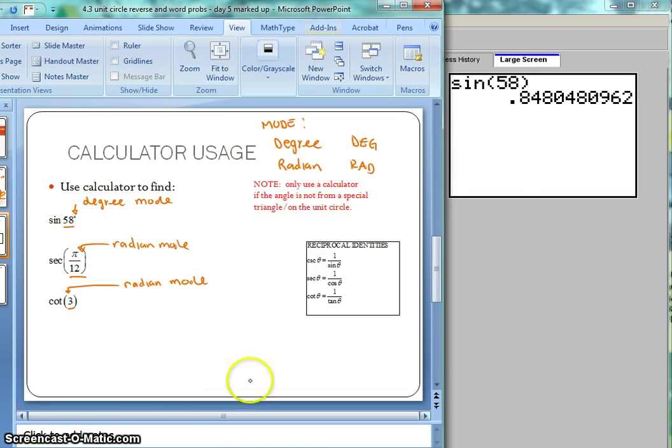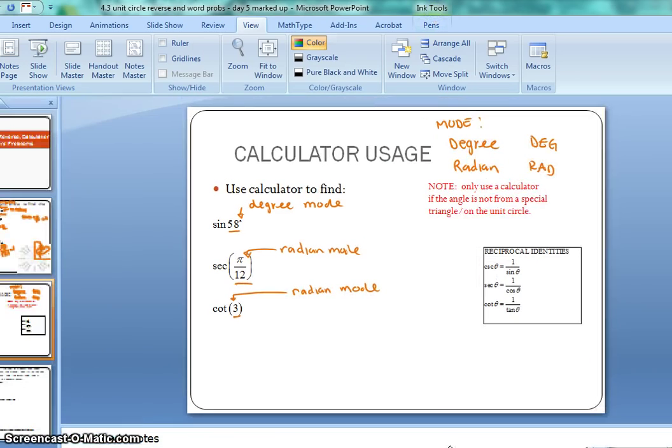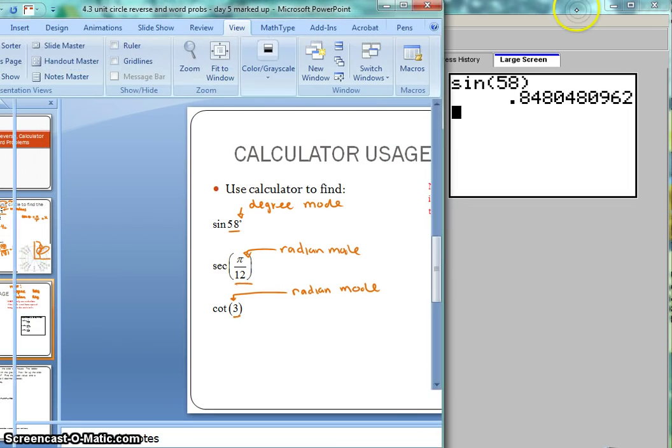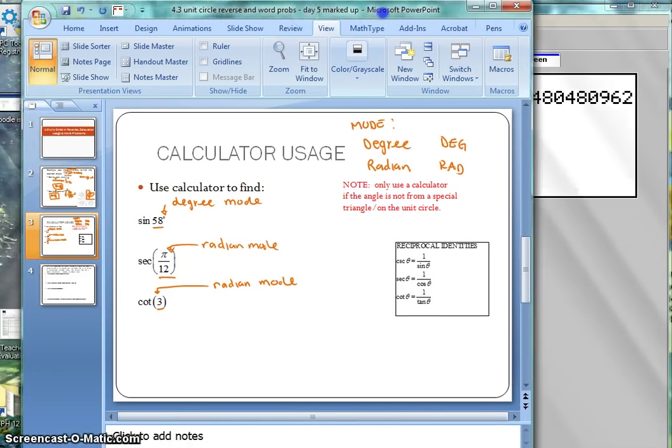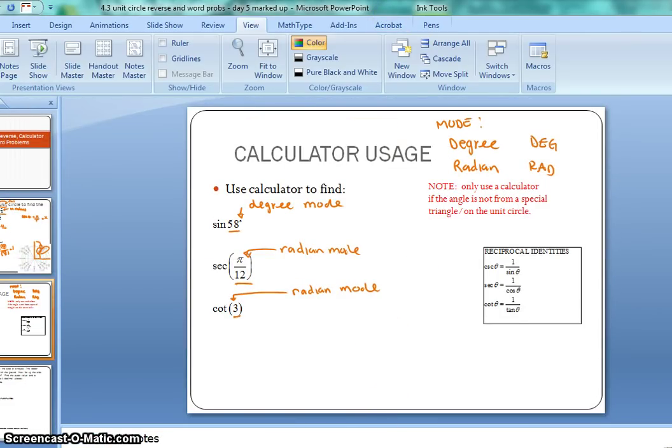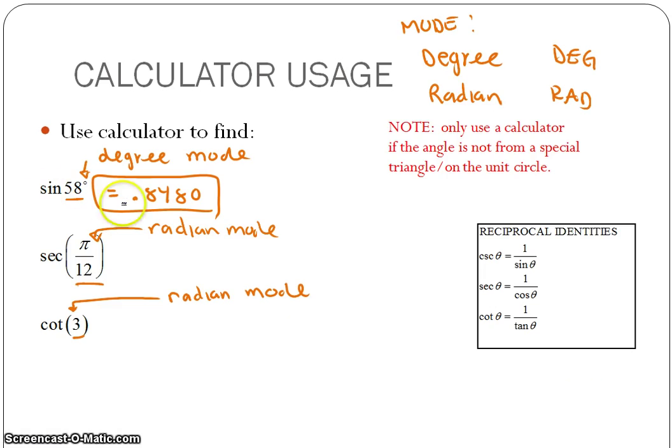Let me pull this up now so I can write on it. So we found that sine of 58 degrees is 0.8480, and we're going to go ahead and round to 4 decimal places unless it's stated otherwise. So let's go back to the calculator, and we're going to have to adjust it to radian mode to find secant of pi over 12.